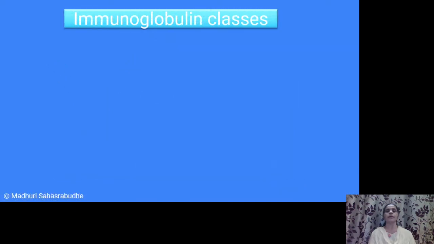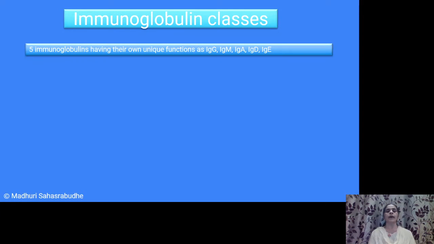As we have seen, based on the heavy chain antigenic determinants, the immunoglobulins are classified into 5 different classes: IgG, IgM, IgA, IgD and IgE. Ig stands for immunoglobulin: I is for immuno, G is for globulin. And the G in IgG is because it has gamma as the antigen determinant of the heavy chain, therefore IgG. Okay, so let us see these classes and their properties in detail. We'll see the details about IgG.